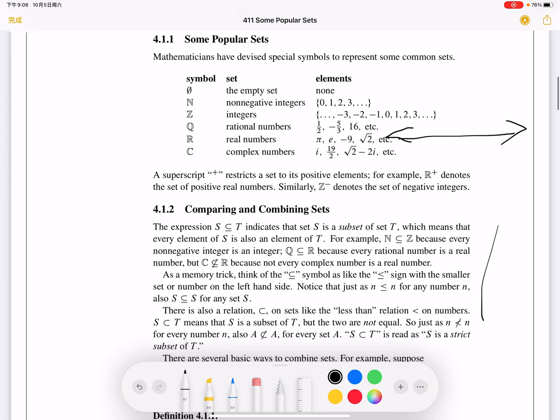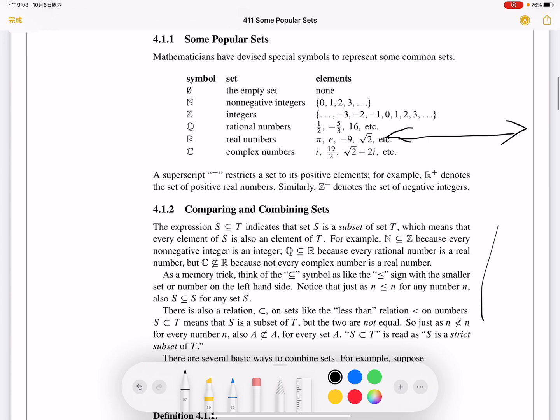Okay, so the last one is complex numbers. We seldom use this concept in our pre-calculus lessons. So complex numbers include the real numbers, the rational numbers, but also they use i or some letters to stand for that. Okay. So on 4.1.2, there's comparing and combining sets.